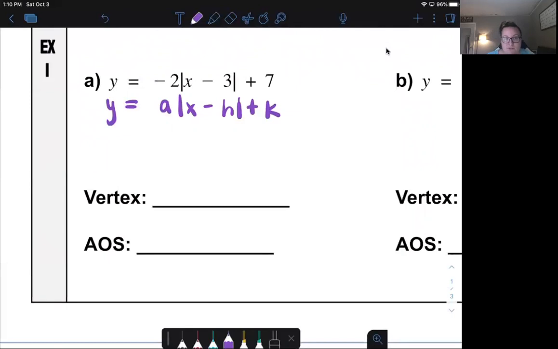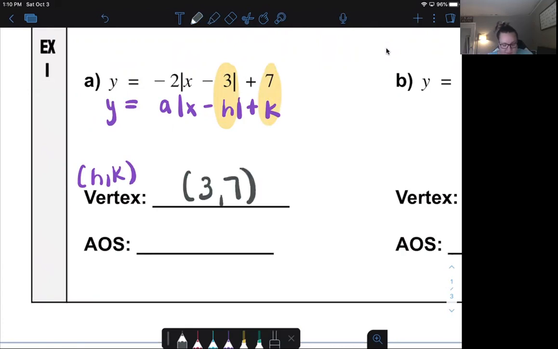And what we want to do is to identify the vertex. Remember, the vertex is always (h, k). So we want to identify h and k. Well, it looks like h is 3, k is 7. So I know my vertex is (3, 7).